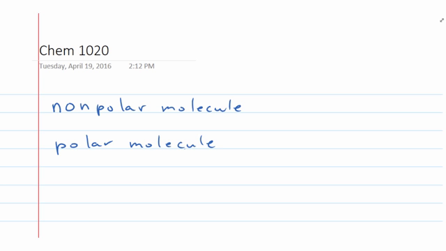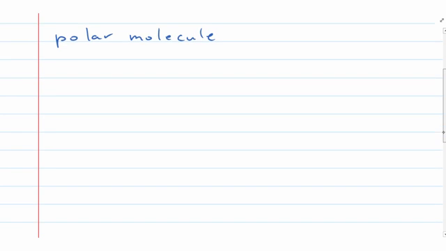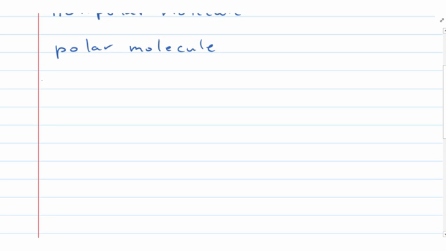But that doesn't really mean anything unless we look at some actual structures. So that's what we're going to do. Based on looking at the structure of the molecule, we should then be able to determine its polarity. And so we're going to start by looking at HCl.